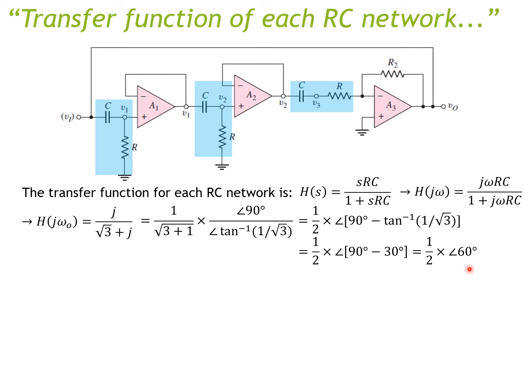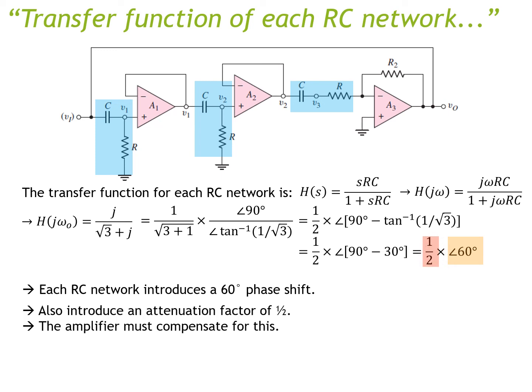So this transfer function proves that each RC network introduces 60 degrees of phase shift. But it also shows you this 1/2 term in here. So each RC network also introduces an attenuation factor of 1/2. Then the amplifier has to compensate for this in order to have the oscillation happen.